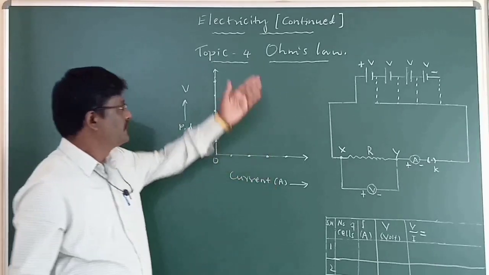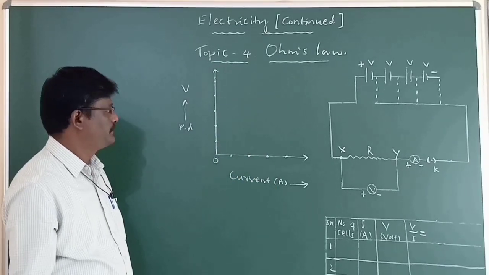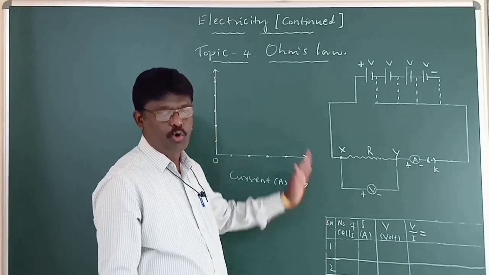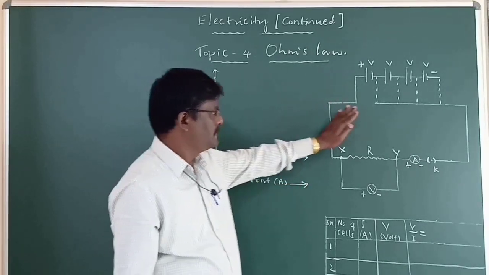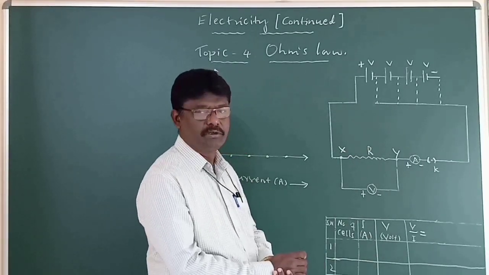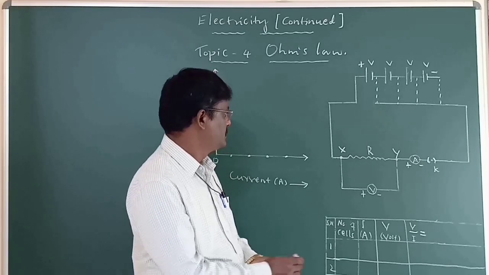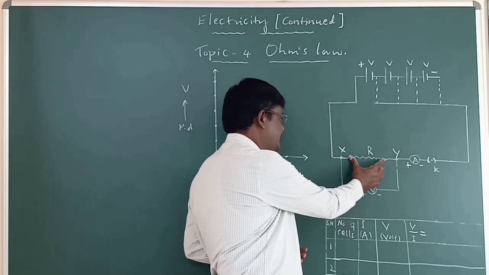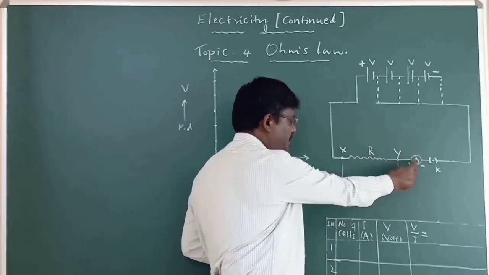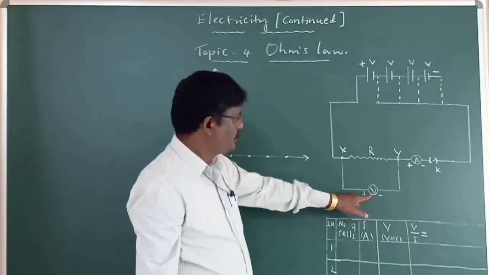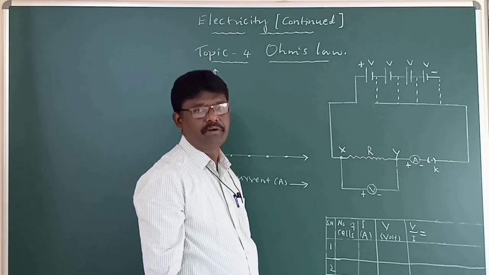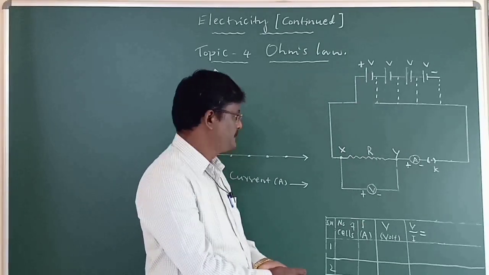Yes, today our topic is Ohm's law. We shall have our discussion of Ohm's law with a suitable circuit diagram. The materials required for the circuit are a resistance wire, nickel wire, ammeter, voltmeter and 4 cells, each of 1.5 V.